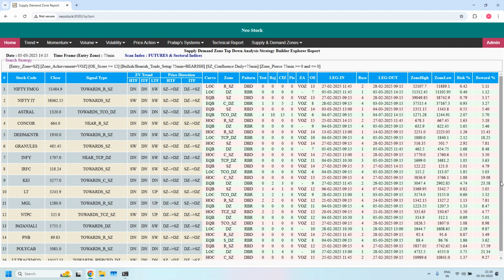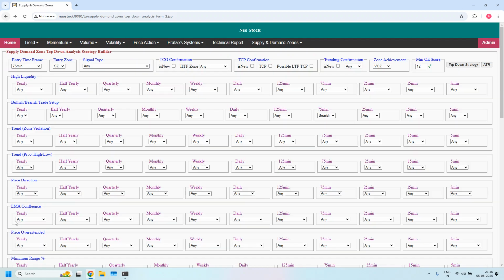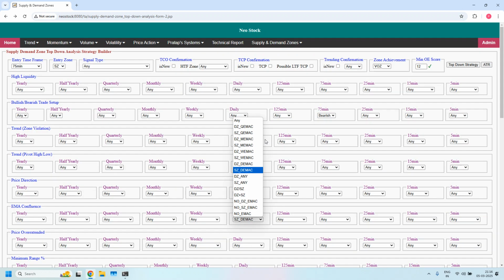So first 15 stocks in the list. I am scrolling the list down. So total 16. And out of these 16, how many are having ITF EMA confluence? Daily EMA confluence. At daily, I am setting daily supply zone having daily EMA confluence. So 10 stocks are filtered. These 10 are more high probability trade setup stocks based on LTF, ITF and ITF EMA confluence, zone and EMA confluence.